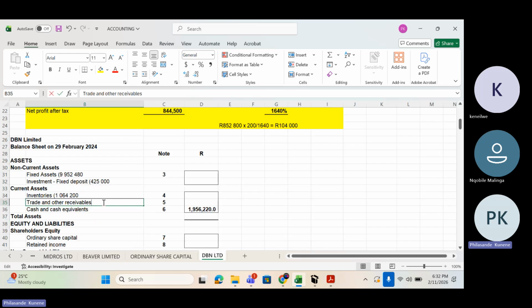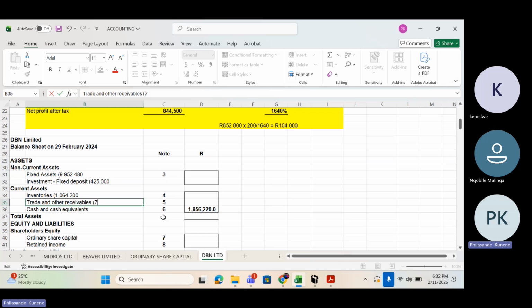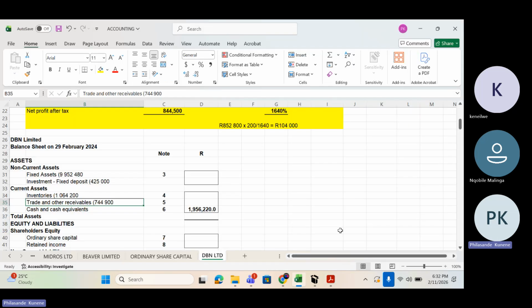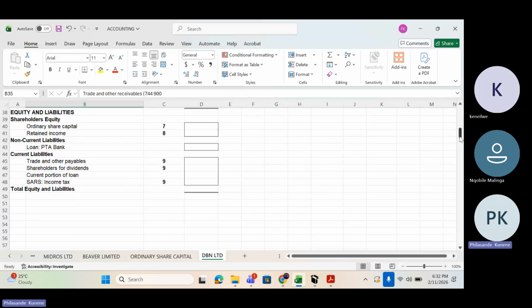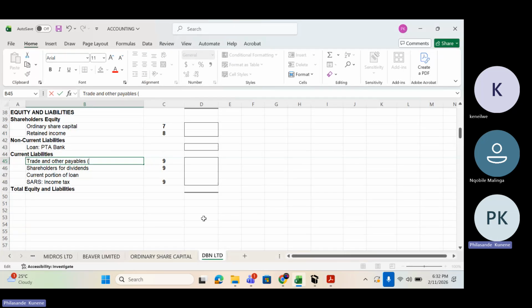Then what am I going to do? I'm going to start with it for my workings here. On the net trade debtors, I have 744,900, which is part of the note. Since they didn't say we must prepare the note separately, I'm just going to do my workings here. I'm going to squeeze my workings onto the balance sheet. 744,900 there. And then creditors control was 518,950. Where does this one go? It goes to my balance sheet under current liabilities, trade and other payables. I'm just going to say creditors control 518,950.